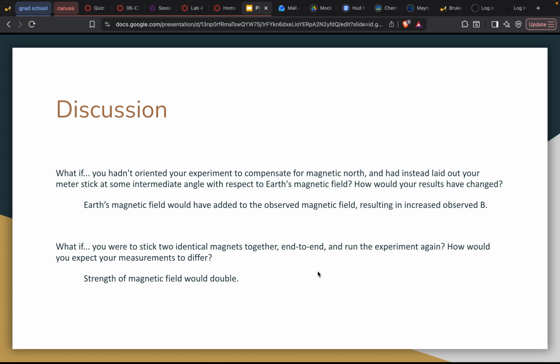Now some discussion questions. What if we hadn't oriented our experiment to compensate for magnetic north and had laid out the meter stick at some intermediate angle with respect to the magnetic field? Well, if we had done this, then Earth's magnetic field pointing north would have had some y component that would have added to the observed magnetic field, which would increase our observed strength of B and thus manipulate our results. And lastly, if we were to stick two identical magnets end to end and run the experiment again, how would our measurements differ? The strength of the field would double because you're doubling the size of the magnetic moment, and as such, the strength of B would double.